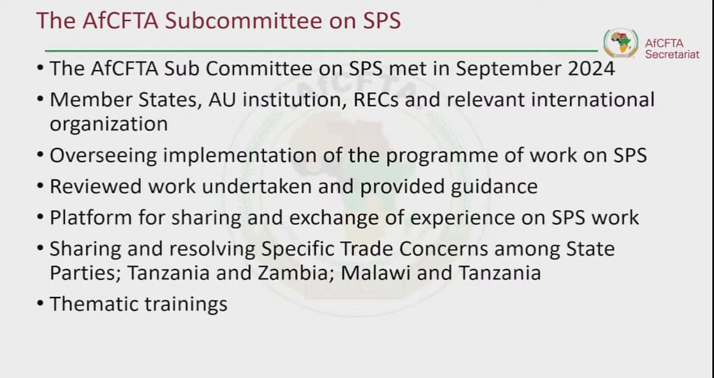And for the first time, Richard, this might interest you, we adopted what we considered an international best practice, where we had the opportunity to allow state parties to share their concerns, specific trade concerns. And we were able to really get some very useful information from Tanzania and Zambia, what they were struggling with between Malawi and Tanzania.